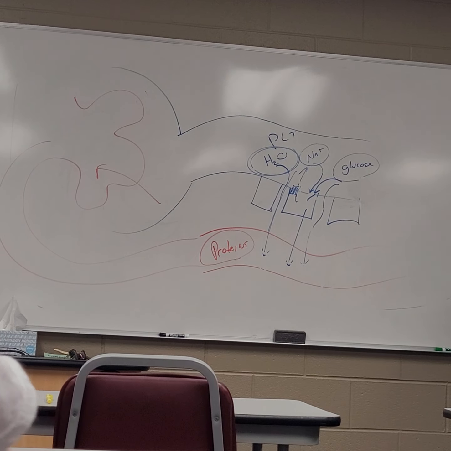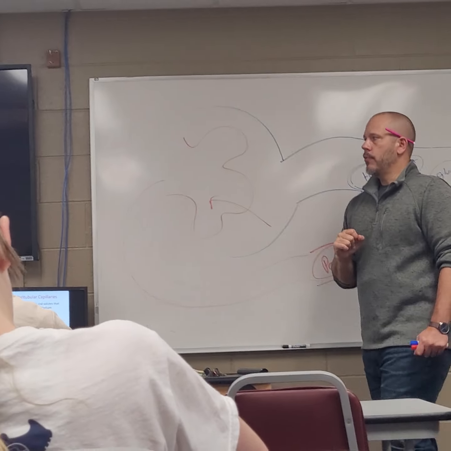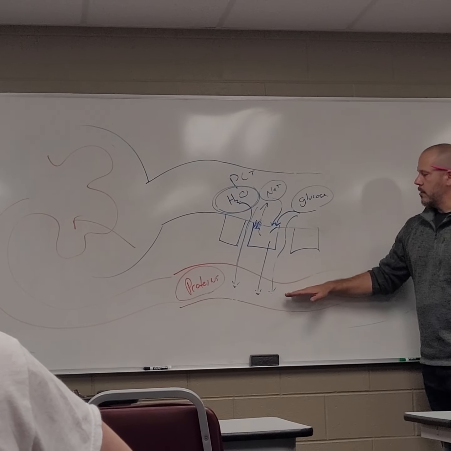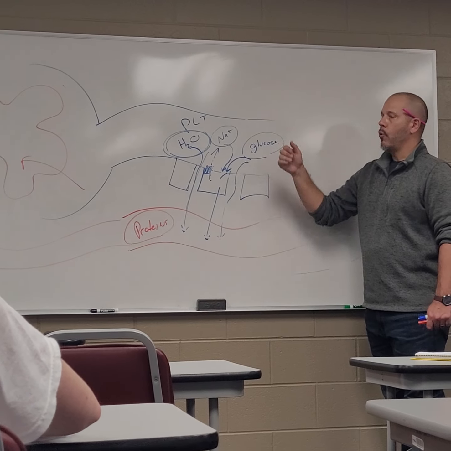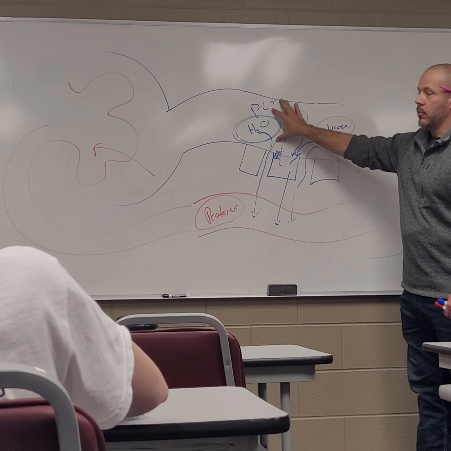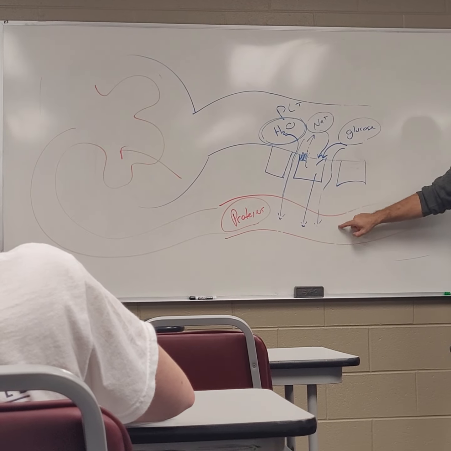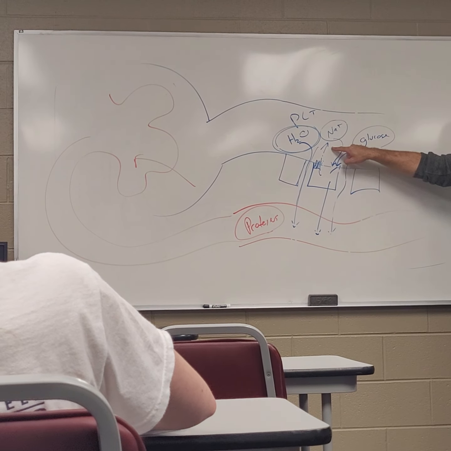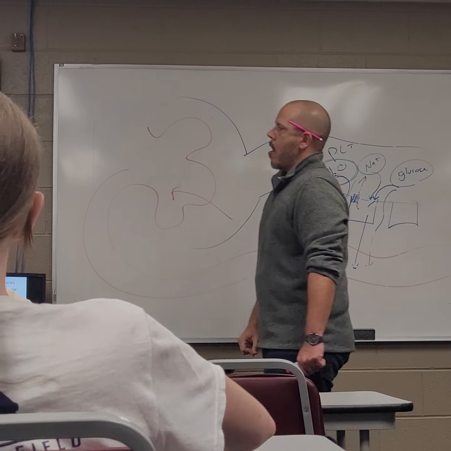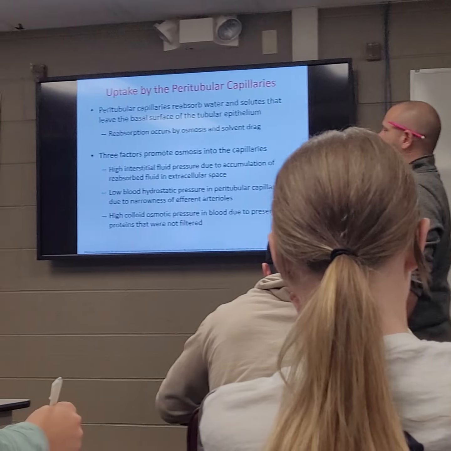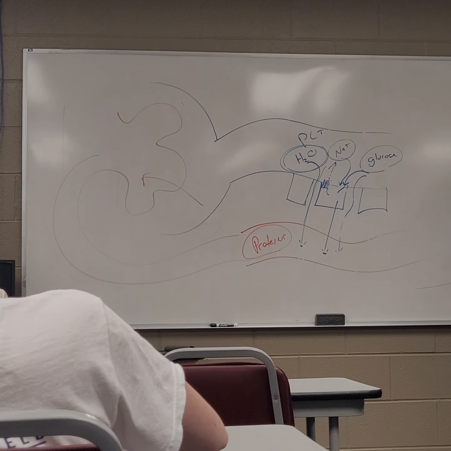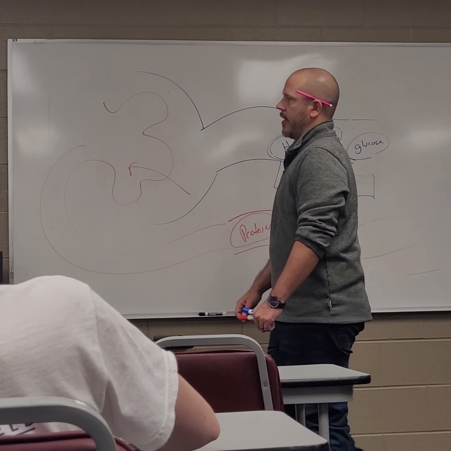There are three major variables that promote the ability of this blood vessel to reabsorb water and therefore also gain access to those solutes that are within the fluid environment of the proximal convoluted tubule. So we're going to look at three things that increase the ease at which we have movement from this location into this location. Number one, we have high interstitial fluid pressure due to the accumulation of reabsorbed fluid in the extracellular space. Let's break that down.